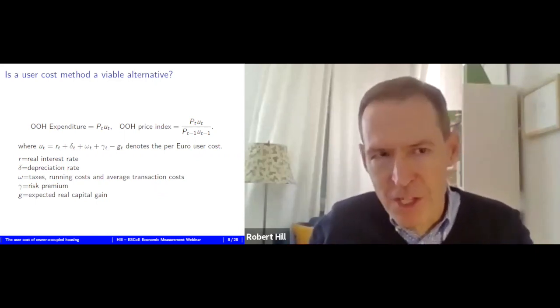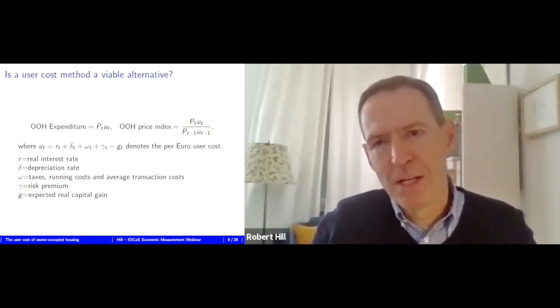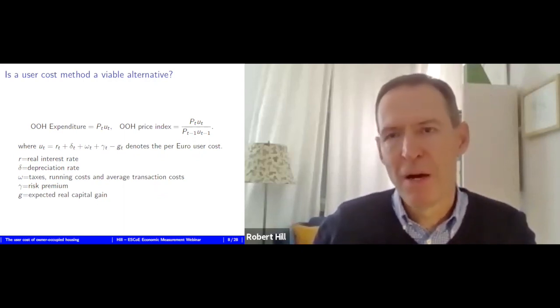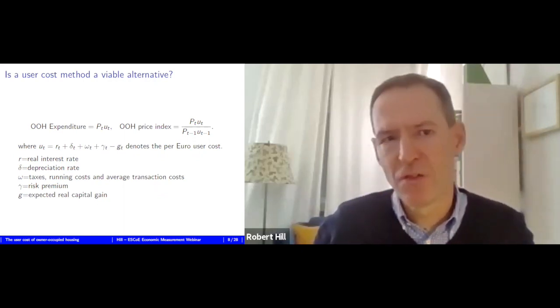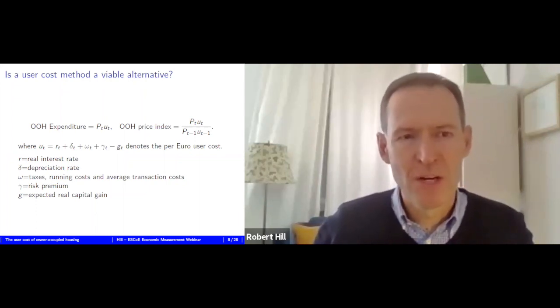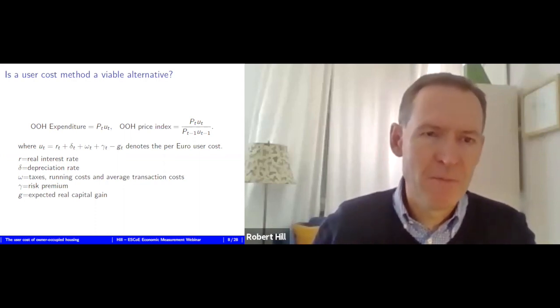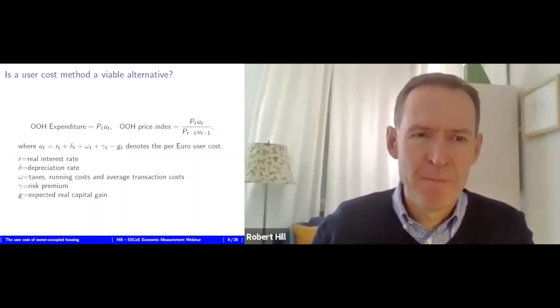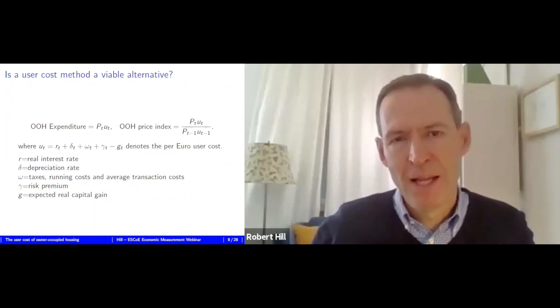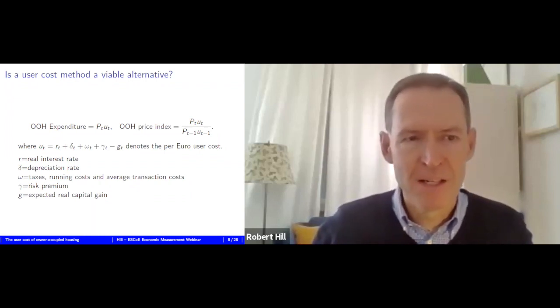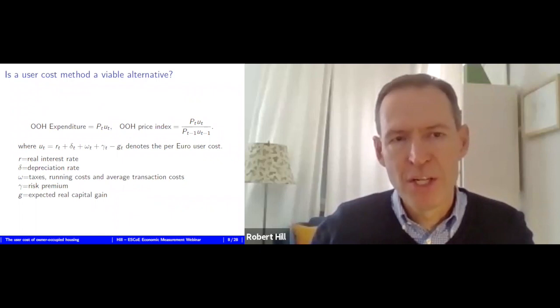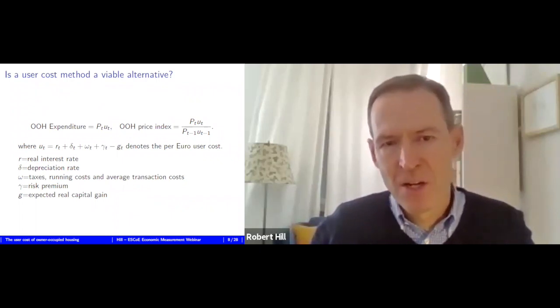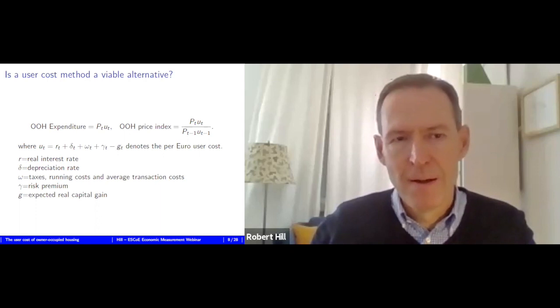We're going to take a very simple version here, where, for example, you could distinguish between the equity components of a house or an apartment and its mortgage, and have different interest rates for both. But we'll just use a common interest rate here for both equity and the debt part. So we're going to say that for each euro invested in buying the house, you're either foregoing interest on your equity or you're paying interest on your debt. That's the RT part. Delta is the depreciation. Omega is taxes, running costs, and average transaction costs.